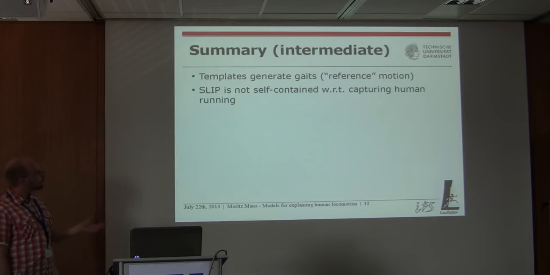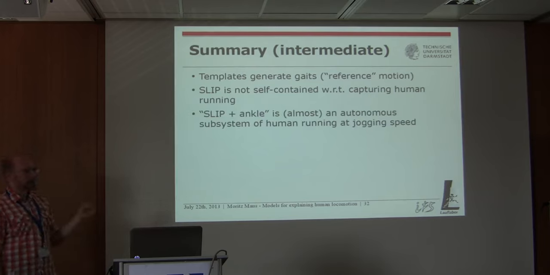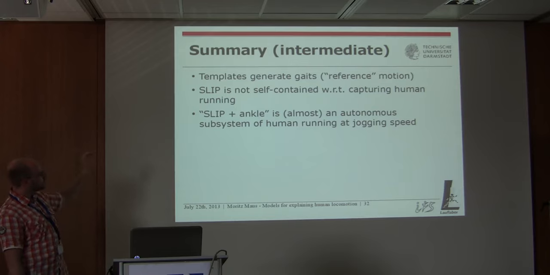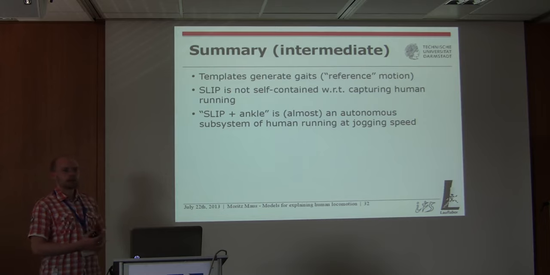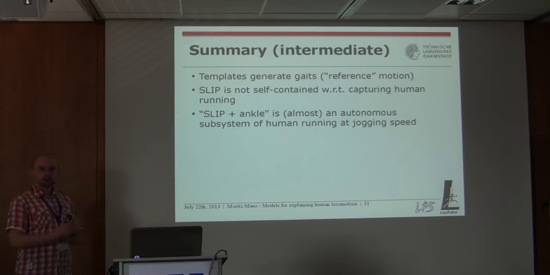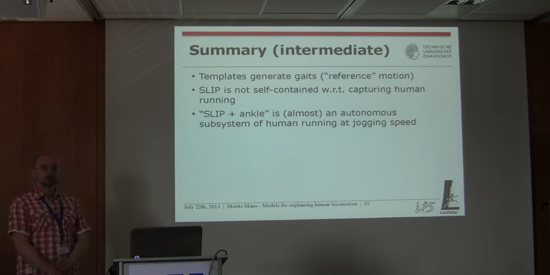We learned that SLIP is not self-contained with respect to capturing human running, so there is no linear controller that would give you the same eigenvalues that humans have if you only take SLIP-related information into account, so center of mass state plus previous SLIP parameters. But if you measure the ankle, you can come very close to human center of mass dynamics. To say that with different words, if you measure only the center of mass state and the ankle states, then you can find a dynamical model that is similar in terms of eigenvalues to the human center of mass dynamics and also with respect to disturbances. So it will behave the same in the presence of small disturbances.